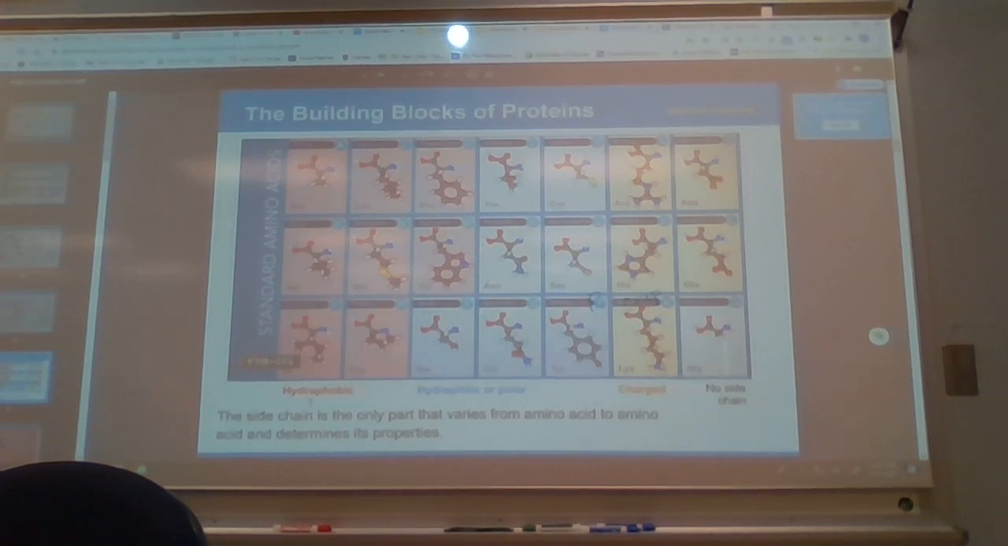Hydrophobic, do you remember what hydrophobic means? What's a phobia? Yeah, something you're afraid of, and hydro refers to water. So these are molecules that are going to be repelled by water. Yeah, hydrophobic. These are hydrophilic. Philia means to love. So these are water loving. They're going to be attracted to water molecules.